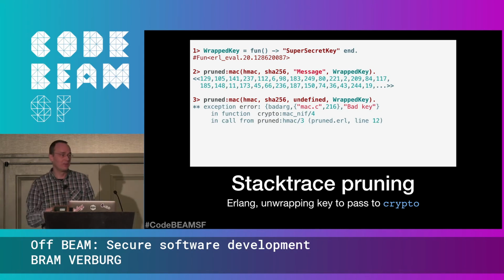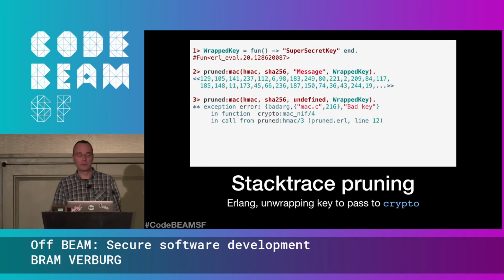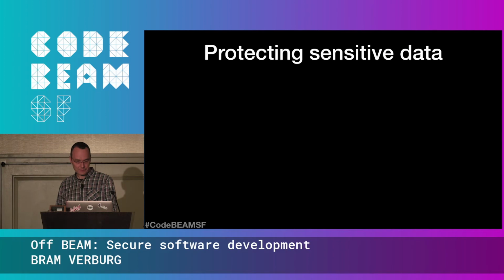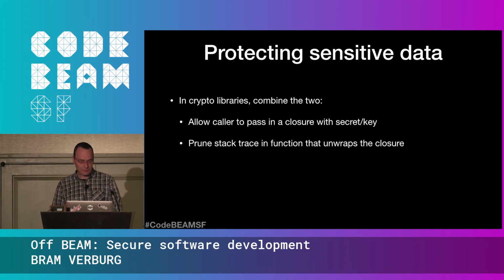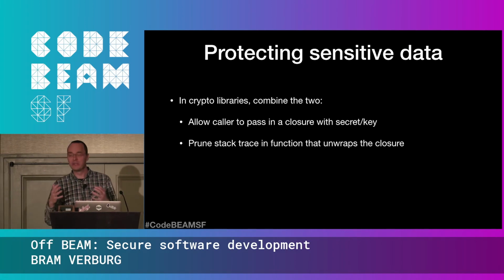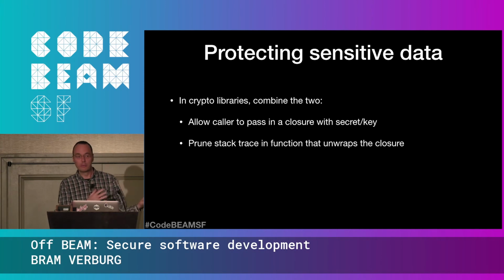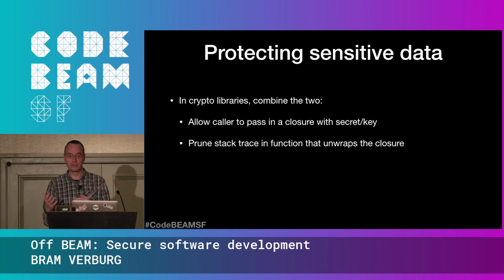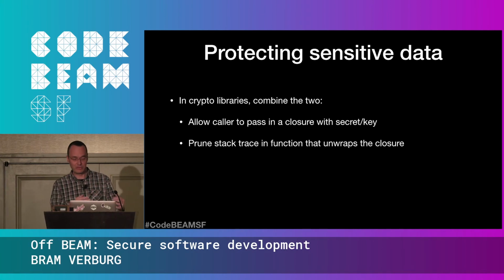And in the secure coding guidelines document that you can find online, you'll see also an Elixir version of this technique. So, as I showed you, these two techniques can be combined to allow, in your own functions, the caller to pass in a closure instead of a secret as a binary, and then prune the stack trace in the function that unwraps it when you have to pass the function into an API that doesn't support wrapped secrets.